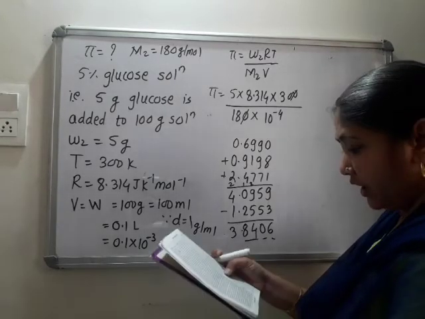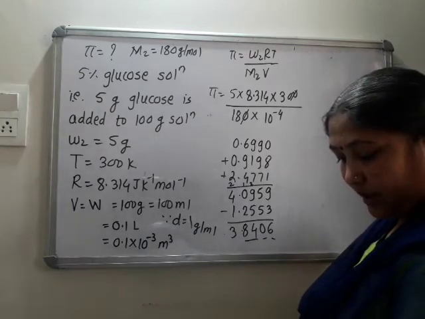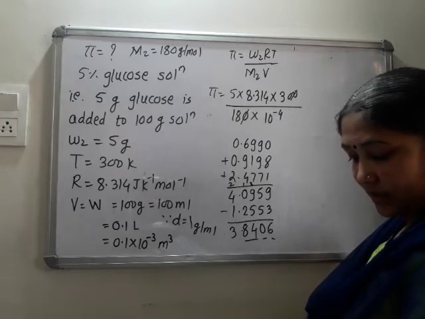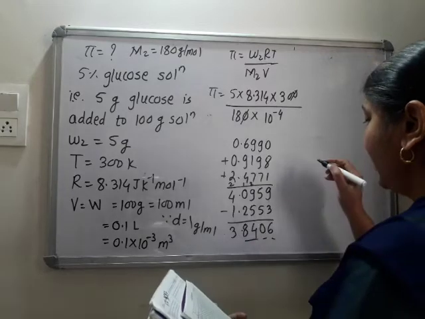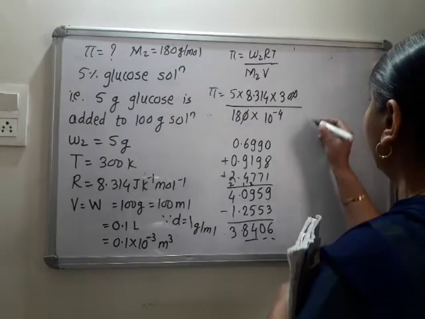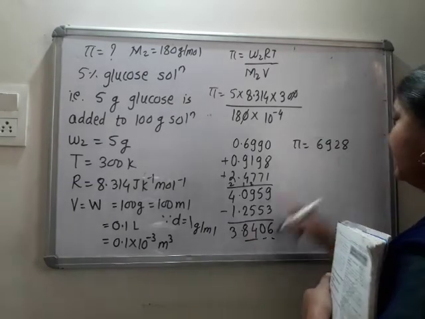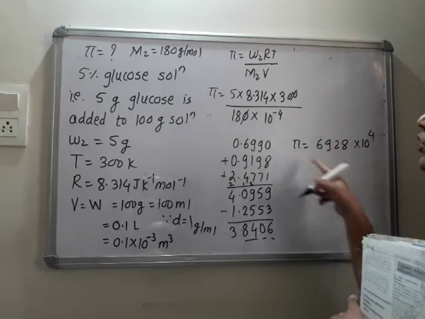8406. 84 in 0 and 6. 6 is how much? 6 is 10. 28. 6928. So we get value of pi 6928. Characteristic is 3. And that 10 raised to minus 4 goes up, becomes 10 raised to 4.